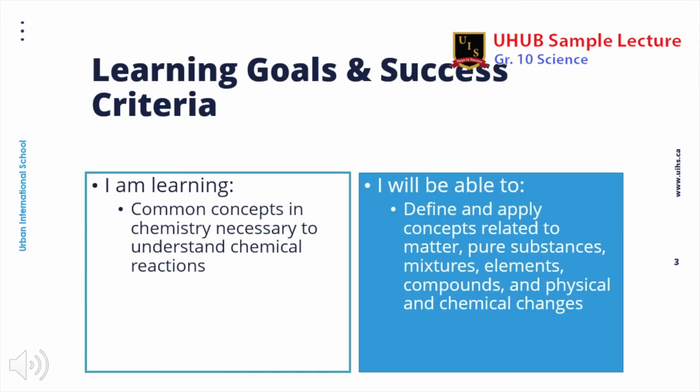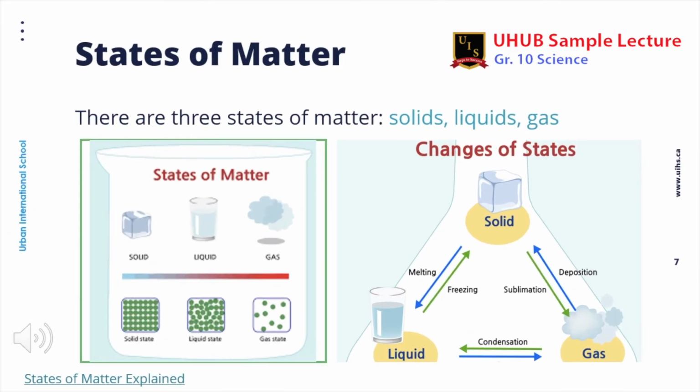Today, we will be focusing on reviewing concepts that you should have learned in your grade 9 academic science course. By now, matter can exist in three states, either solid, liquid, or gas.